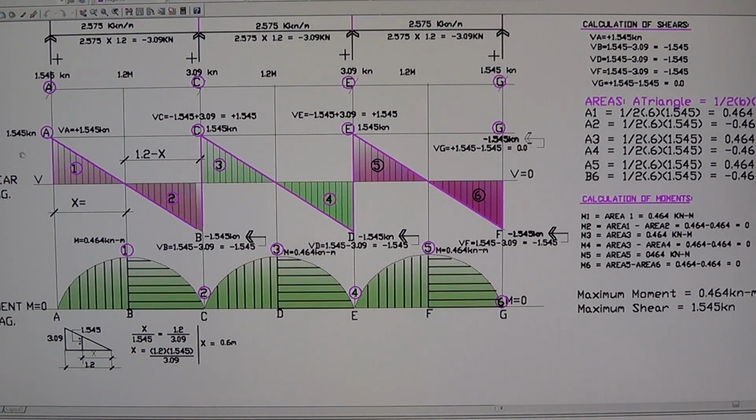Okay, to solve for the moment you need an area. So solving all the areas here: area 1, area 2, area 3, area 4, area 5, area 6. The area of that is the area of the triangle, which is 1/2 base times height. The base here is the span, the horizontal length, and the vertical is the height. The vertical value is the value of the shear. So that's shear there.